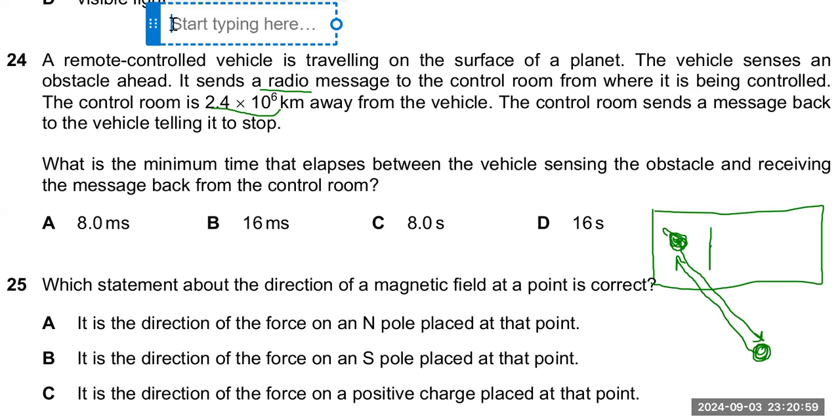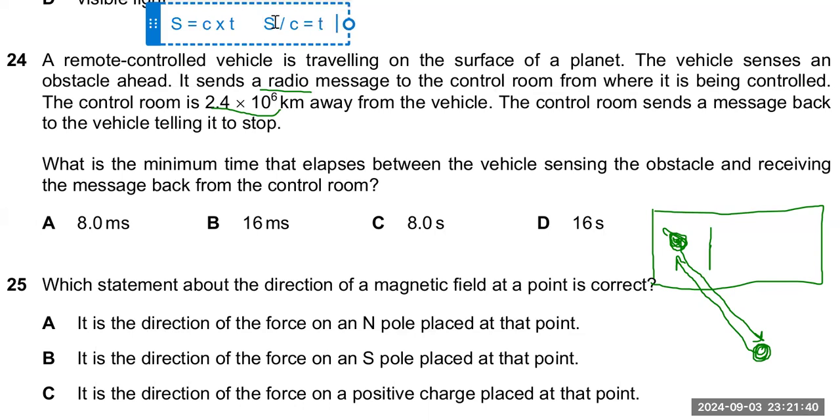Distance is equal to speed multiplied by time. Here c is the speed of light, and t is the time. You have to measure the time. So the speed will be divided on the left side, equal to time. This is your formula.